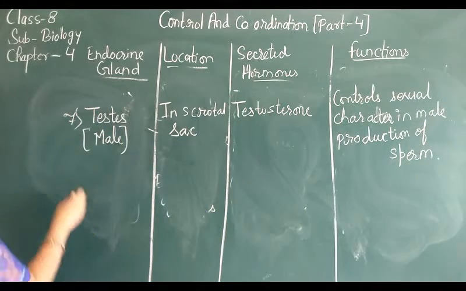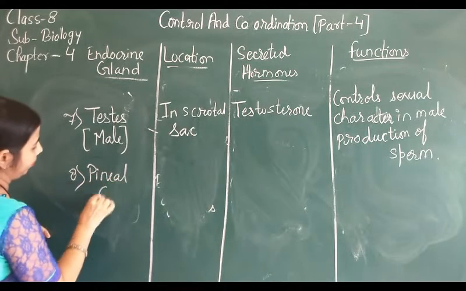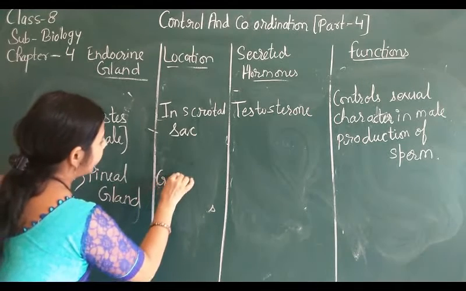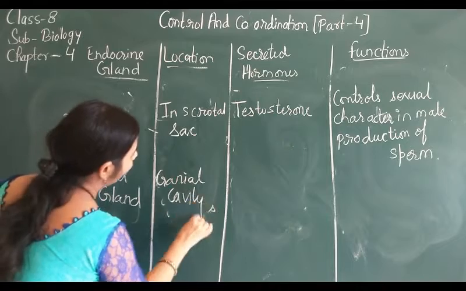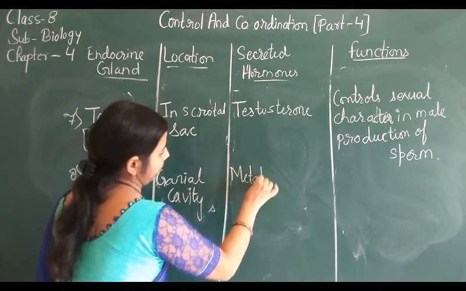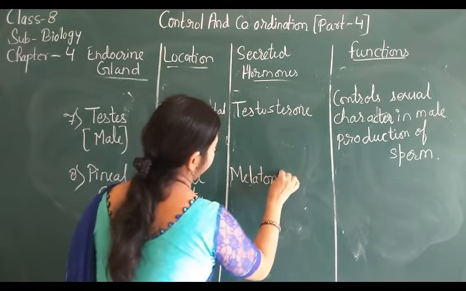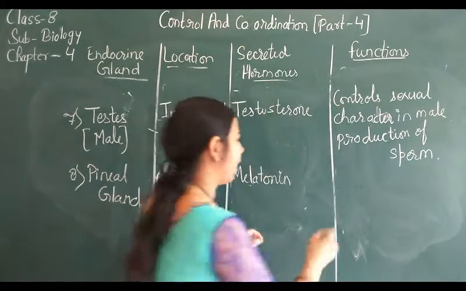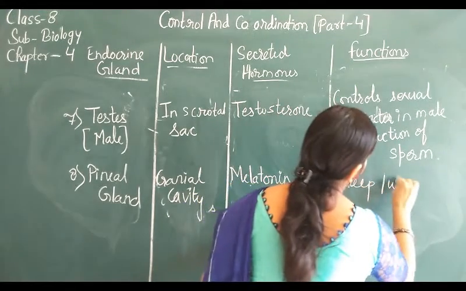Now one more gland is there which is not given in your book, that is the pineal gland. This gland is present near the cranial cavity. The hormone which is secreted by this gland is melatonin. And why is this hormone very important? Because this hormone regulates the sleep-wake cycle.